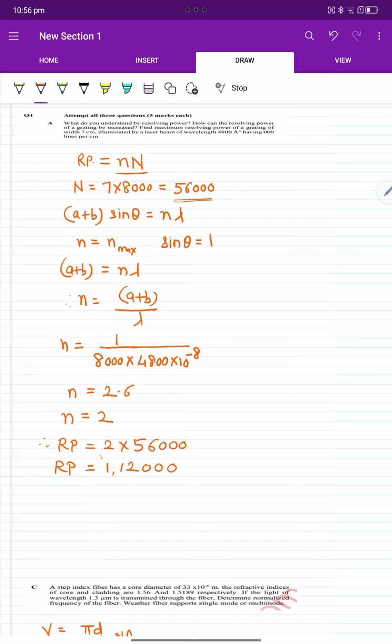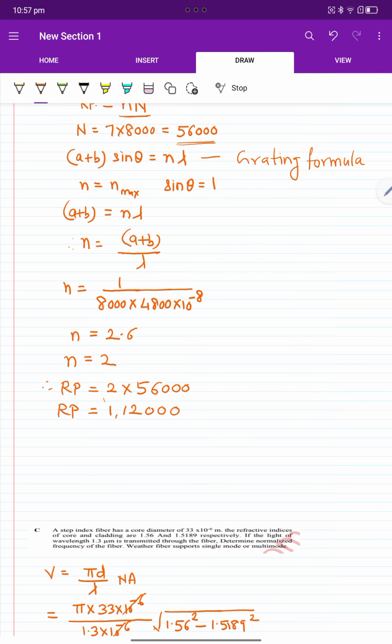And for finding n, that is the order, we'll use the formula known as the grating formula. Using this grating formula, we can find the maximum order which is possible. For maximum order, we'll take sine theta maximum which is 1. When we substitute, we'll get the maximum order is 2. So the resolving power is n multiplied by N, which is 112,000.